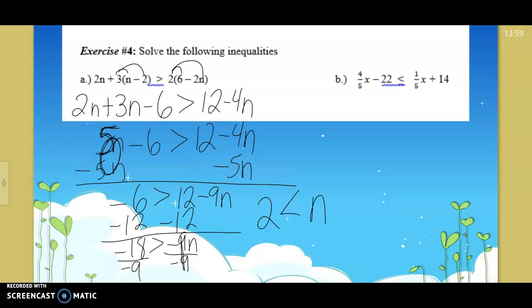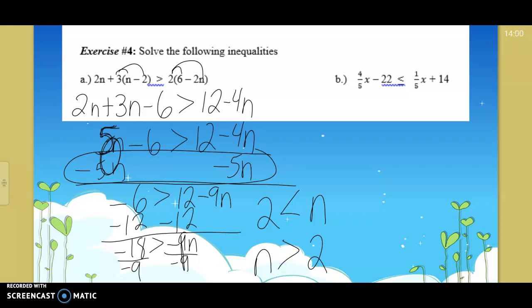But people don't read this as 2 less than n. Doesn't sound as good. What sounds better? Yeah, having the n on the left, right? I said that back in this step. Try to move variables to the left when you can. So let's do that. If I switch the number and the variable, what has to happen to the sign? That's got to be switched as well. Okay?